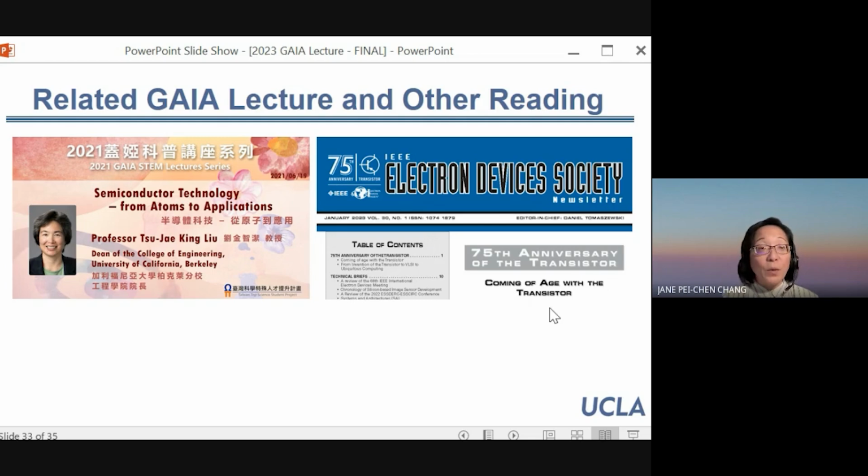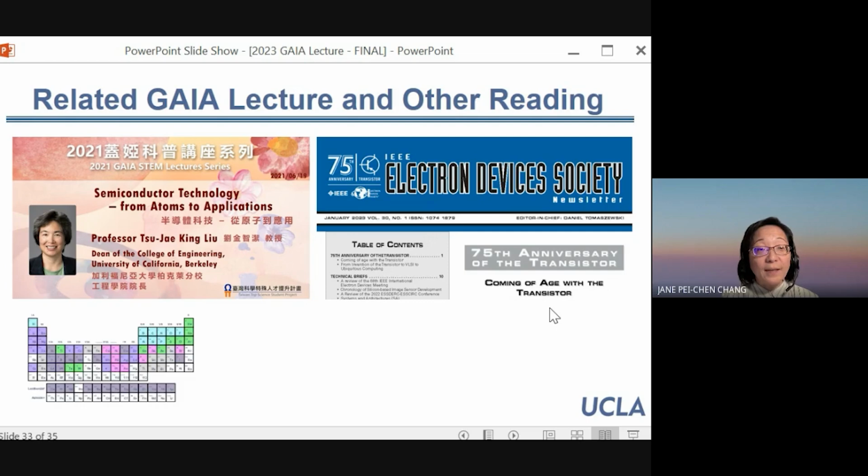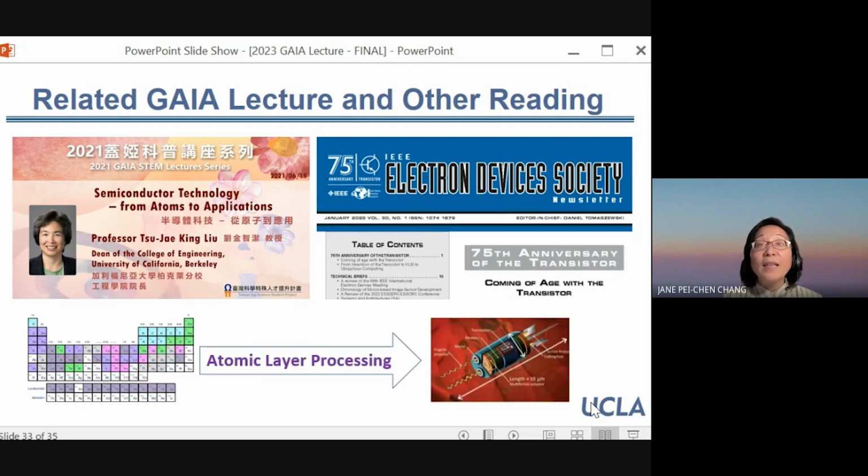So I will end the talk by saying, we have our periodic table. That's our building block. How we put them together, you be the designer. Through atomic layer processing, in the near future, we will be able to realize such a device that can have a profound impact on human health and medicine.